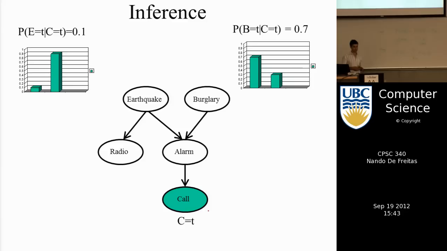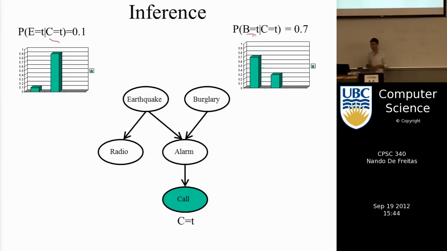Okay, a shaded node means an observation. So you get a call, and now inference is about computing the probability of whether there's an earthquake or a burglary given that you receive a call, given that call is true. So call is false or true. If you get a call, then it's true. You either get a call or you don't get a call.